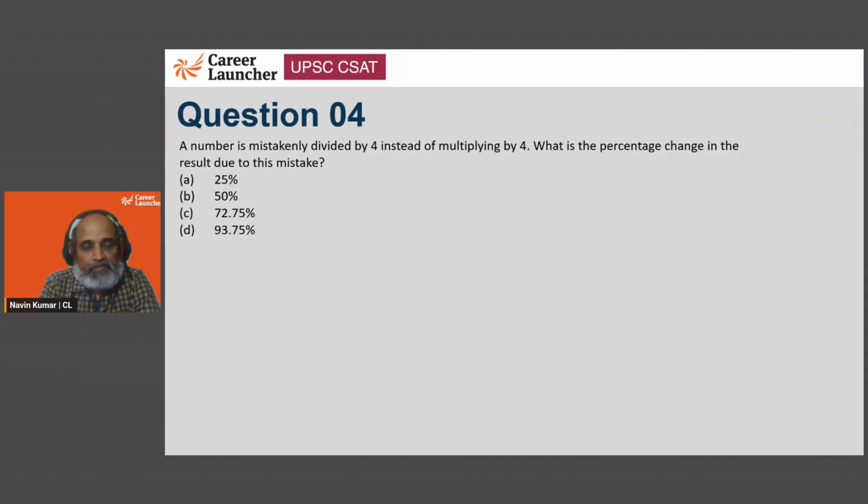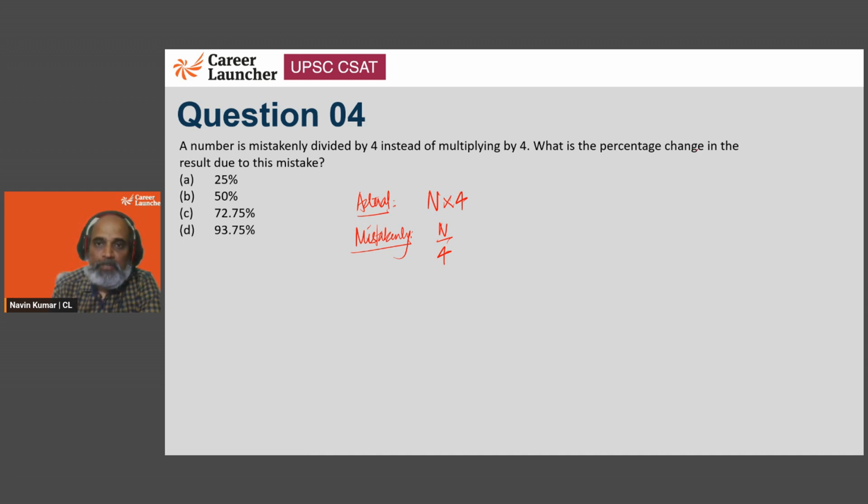Next, a number is mistakenly divided by 4 instead of multiplying by 4. So there is a number, which actually should have been multiplied by 4. Mistakenly, it was divided by 4. Question is, what is the percentage change in the result due to this mistake?